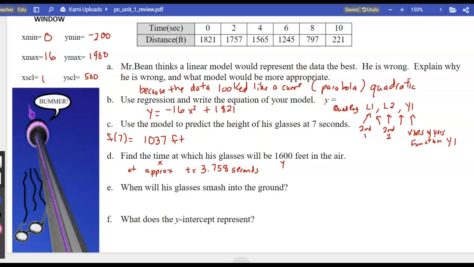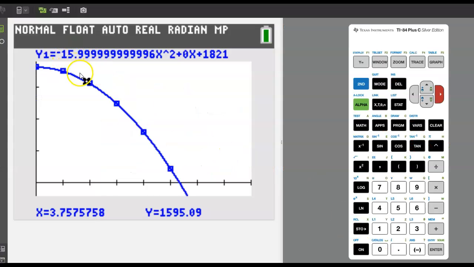When will his glasses smash into the ground? All right, so since 1600 feet in the air, you just keep going until you get to 0 feet in the air. Again, we could just sort of approximate it. There's like a half a foot, and then there's negative. So it's going to be around 10.6 to 10.7.